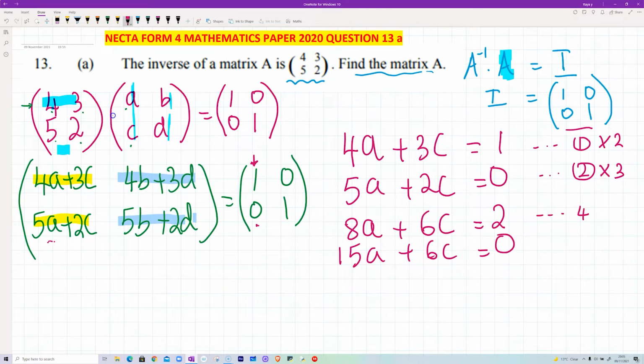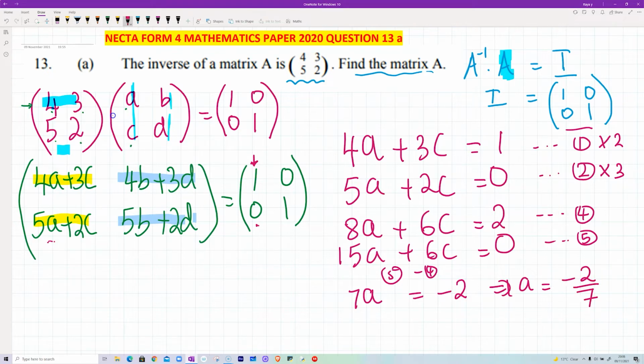Call this equation 4 and this equation 5. As long as you solve it, you can call the equations any number you like. I'm going to do equation 5 take away 4 in order to eliminate the C's. 15A take away 8A is 7A, 6C take away 6C is 0, and that's equal to 0 take away 2, which gives you -2. Therefore A is equal to -2/7. That is our first number that we need.